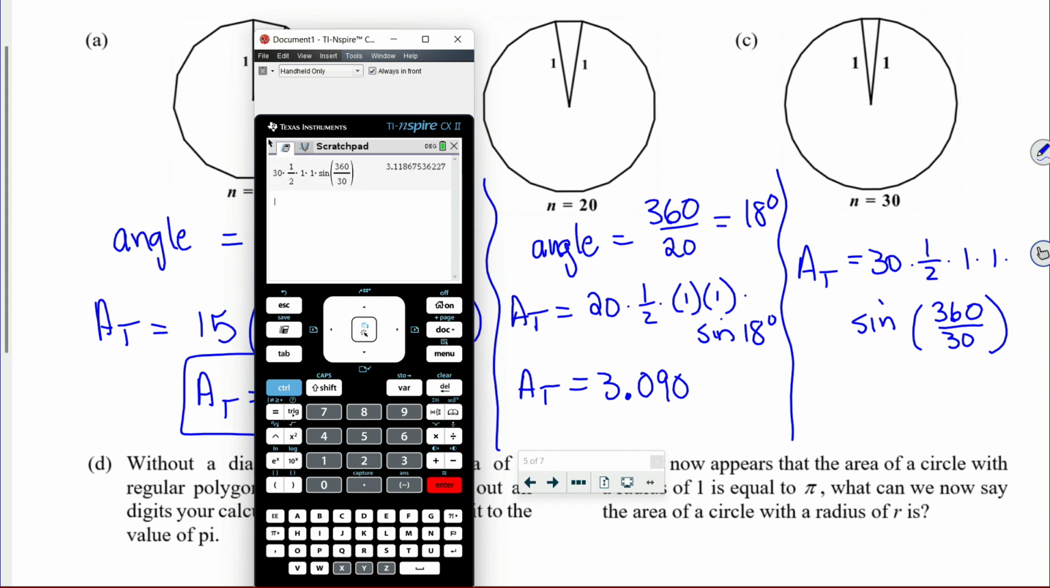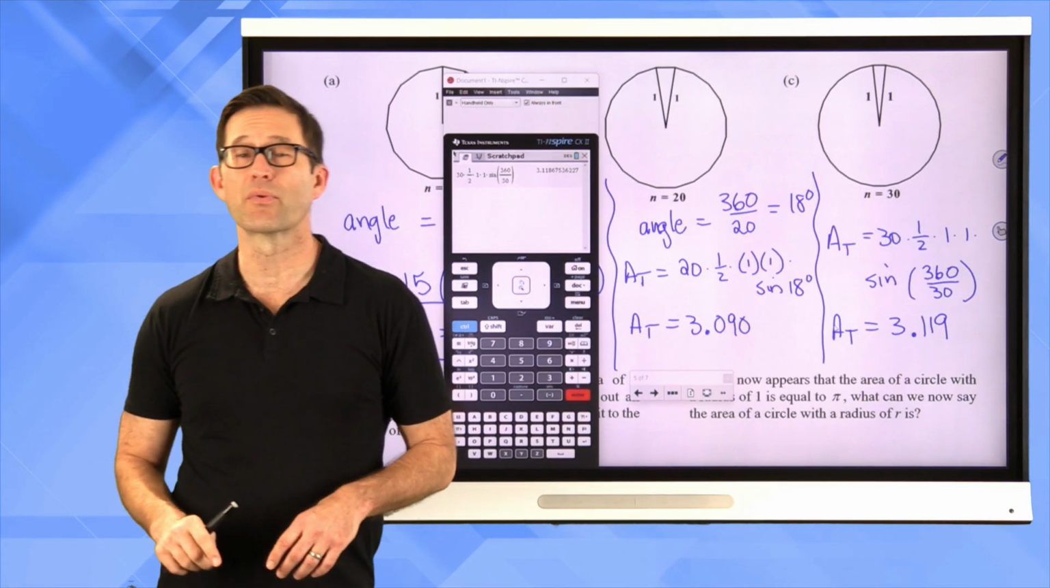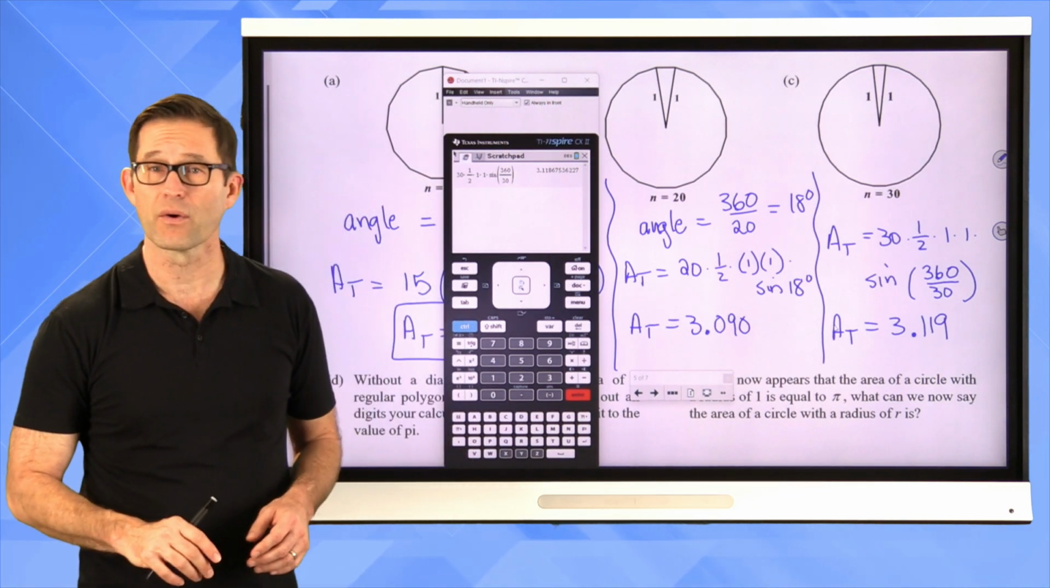And that, with 30 sides, is going to be 3.119. By the way, if you were waiting for that number to turn out to be something nice, you're probably going to be a little bit disappointed, okay?